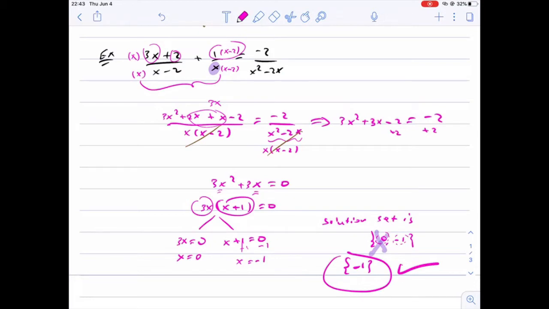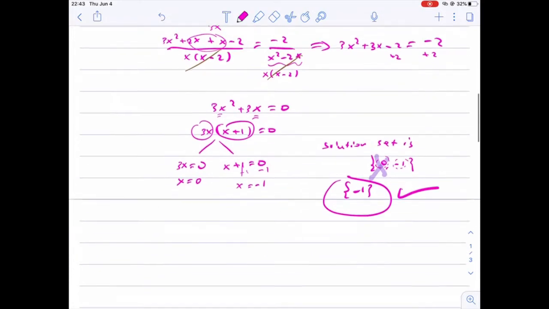The domain here is everything except the 0 of this denominator, x equals 2, and the 0 of this denominator, which is 0. So if we get a solution that does not satisfy the equation, or that makes some trouble, I mean that makes the denominator equal 0, then we need to exclude that solution. So the only solution is -1.